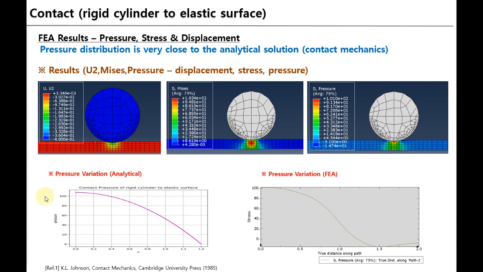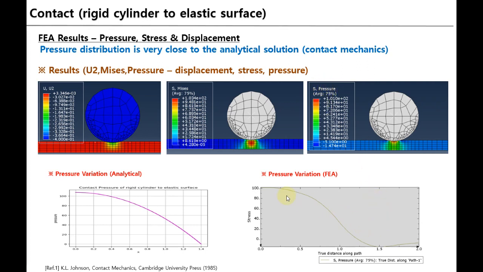Okay, this is about the Abaqus FEA result. We can see minus 0.4 millimeter downward displacement from the U2 plot and 103.4 megapascal for Mises stress and 101 megapascal for maximum pressure.